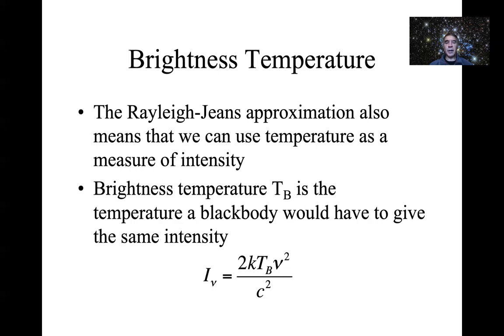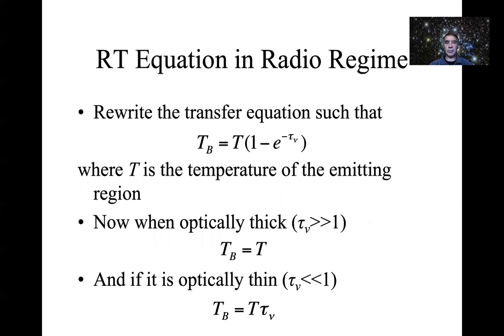So if we do this, we can rewrite the radiative transfer equation that we had before. Instead of using intensity and source function, we can use brightness temperature to represent intensity, and we can use the actual temperature of the gas instead of the source function. And so that is what I've done here. So instead of I nu here, we now have brightness temperature. And instead of the source function here now, we have the temperature of the emitting material.